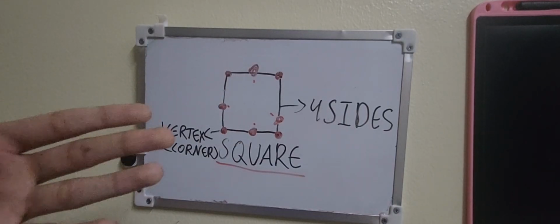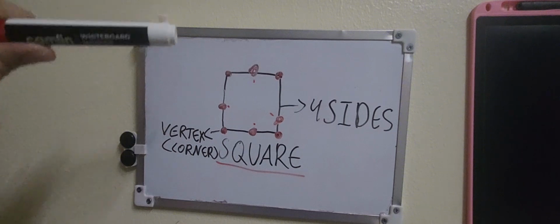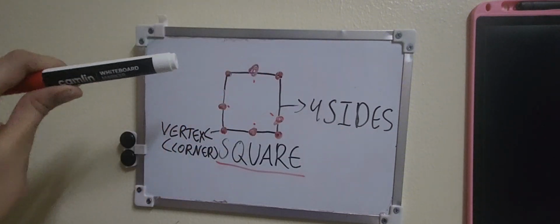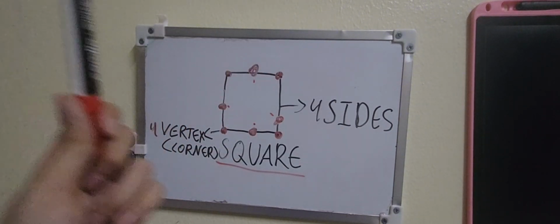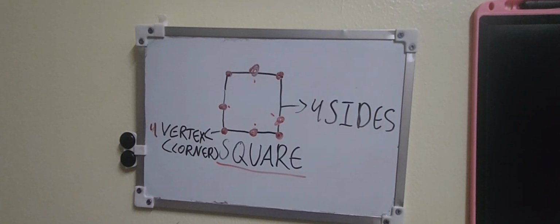So now you could say, whenever somebody asks you how many sides and vertices does a square have? A square has 4 sides and 4 vertices with an equal length of all the sides. You guys can take a look at it for a second. And now we're going to be moving on to rectangle.